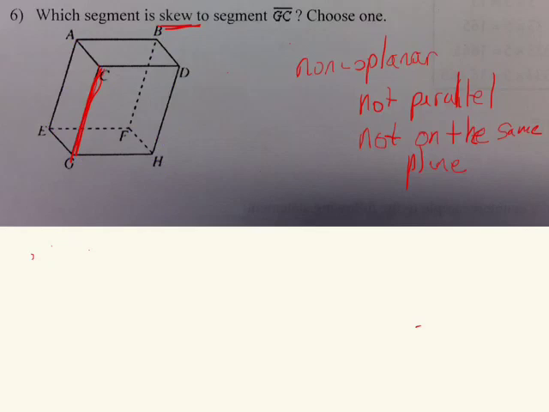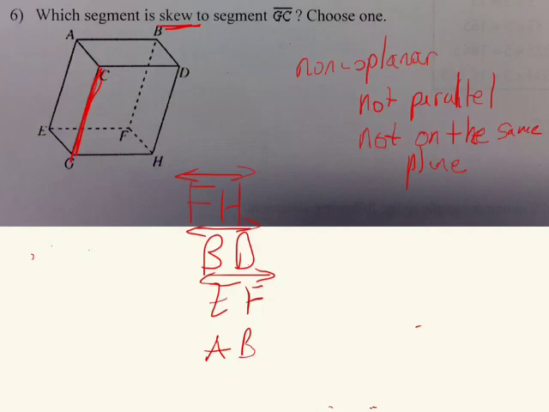So what's an answer? FH, okay. Not on the same plane and they're not parallel. Anything else? BD. What else? EF. And then one more? And AB. So these are all answers that are skew lines to CG.